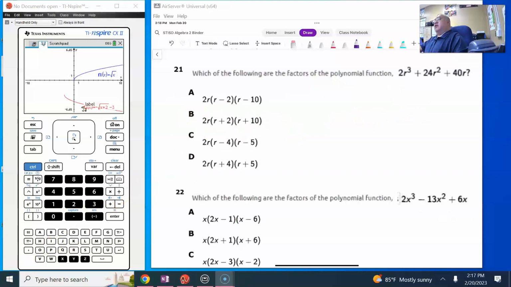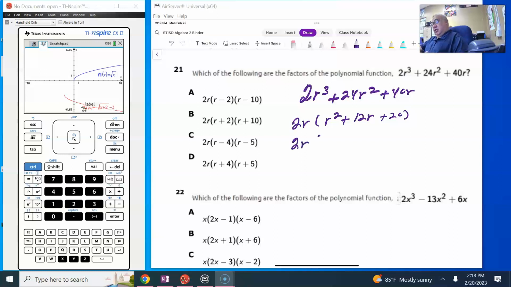So 21, which of the following factors for this polynomial? So you have 2r cubed plus 24r squared plus 40r. You factor the greatest common factor, which is 2r. You're left with r squared plus 12r plus 20. You're going to have to find the factors of 20 that multiply to give you 20, but also add to give you 12. In this case, it's going to be 2r, (r plus 10), and (r plus 2). So your answer is B.